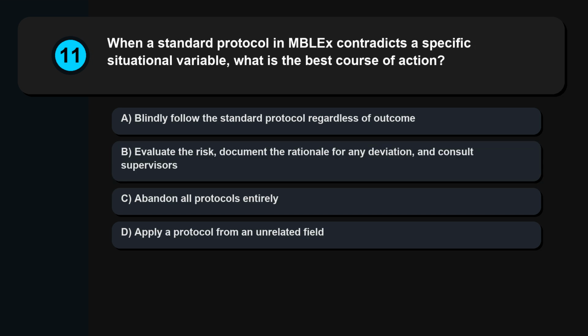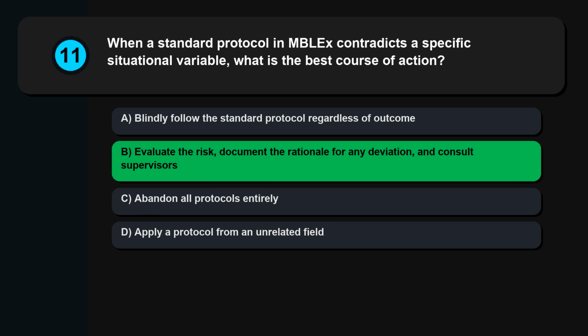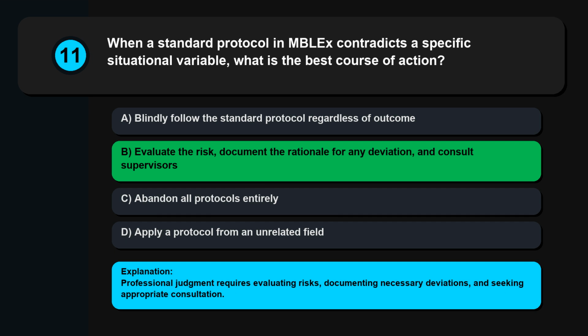Question 11. When a standard protocol in MBLEx contradicts a specific situational variable, what is the best course of action? Blindly follow the standard protocol regardless of outcome, evaluate the risk, document the rationale for any deviation, and consult supervisors. Abandon all protocols entirely. Apply a protocol from an unrelated field. Professional judgment requires evaluating risks, documenting necessary deviations, and seeking appropriate consultation.